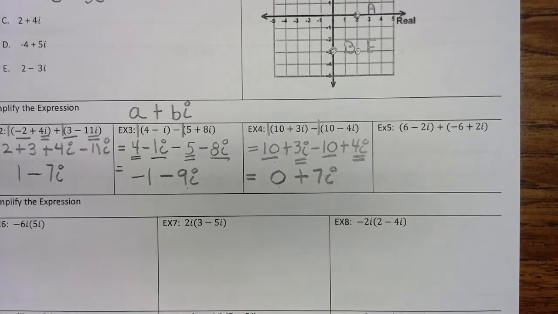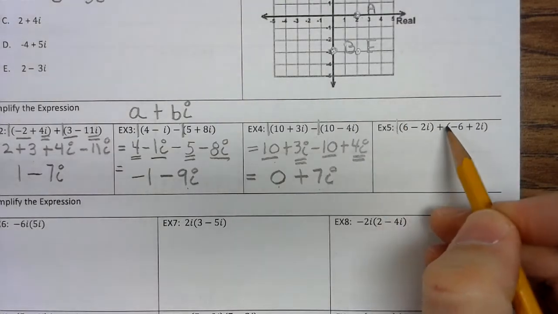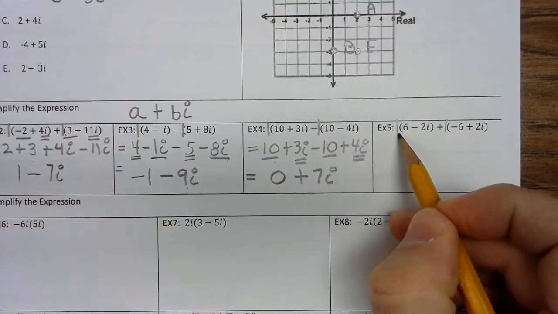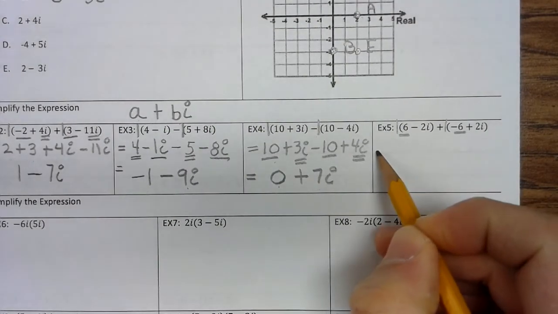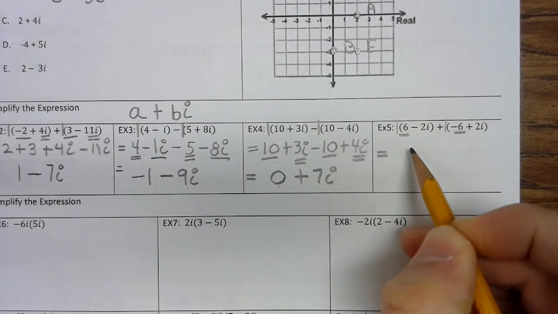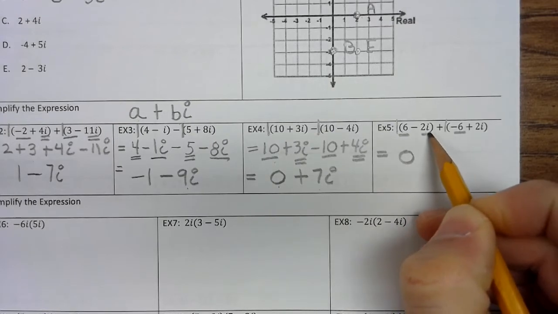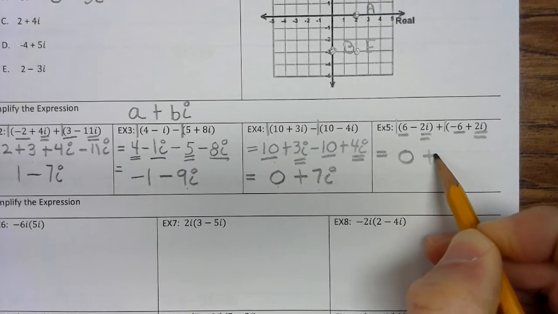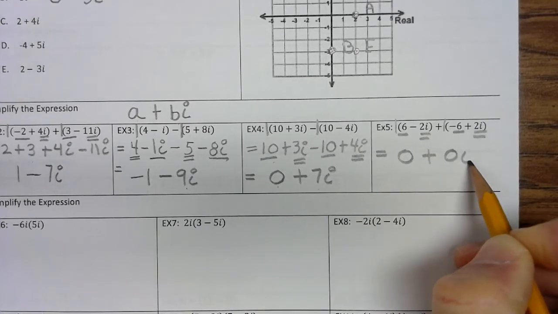All right, example 5. So again, here we're just multiplying by 1, so we can ignore the parentheses. So we just combine terms. We have 6 minus 6 is 0. And -2i plus 2i is 0. So we have 0 plus 0i.